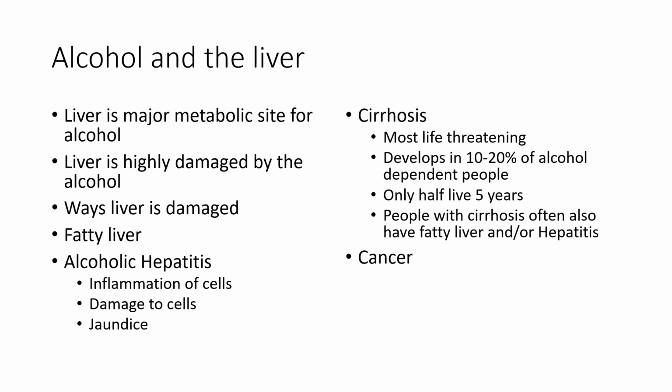Beyond alcoholic hepatitis is cirrhosis of the liver, which is the most life-threatening. This develops in 10 to 20% of alcohol-dependent people. Only half of the people who develop cirrhosis, get that diagnosis, will live 5 years. People with cirrhosis often also have fatty liver and/or hepatitis. Lastly, heavy alcohol consumption increases the risk that someone will develop liver cancer.